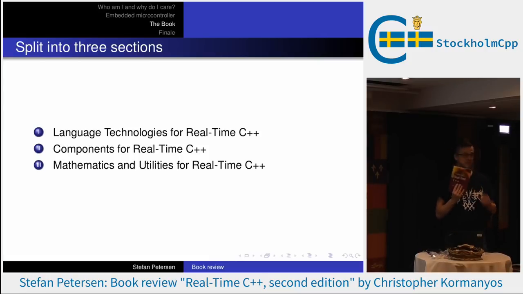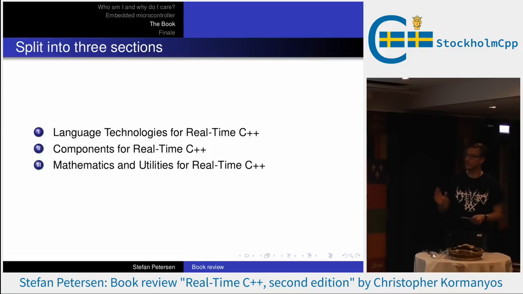I attended a course a couple of months ago in embedded programming for C++11 and 14. I had bought this before, but to my surprise, the guy also gave out this book as course literature. This must be one of the few books for embedded C++ programmers, at least for modern C++. And this one is divided into three sections. The first section is called language technologies, and it goes through C++ in general with a slant for this embedded world.